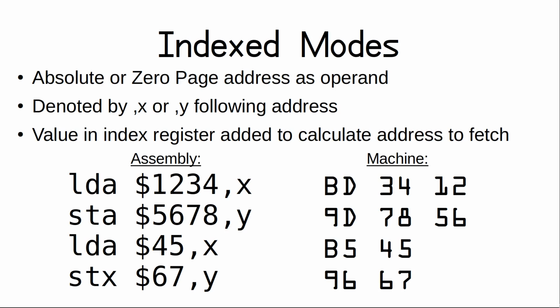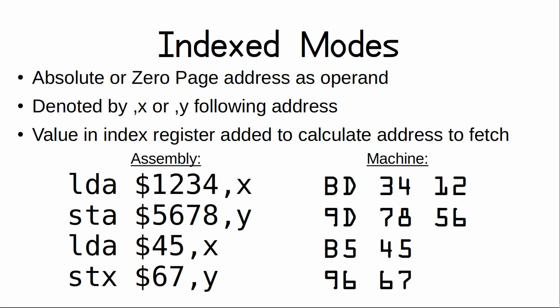In assembly language, this mode is denoted by appending a comma X or comma Y to an address, which can either be an absolute 16-bit address or an 8-bit zero-page address that is under hex 100 or decimal 256. In all cases, the 1 or 2 byte base address is the machine code operand, and the opcode will tell the processor how many bytes there are in the base address and which index register to add to it.